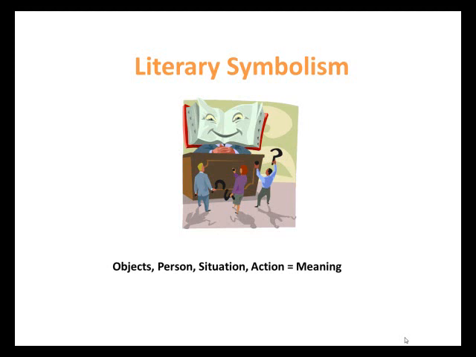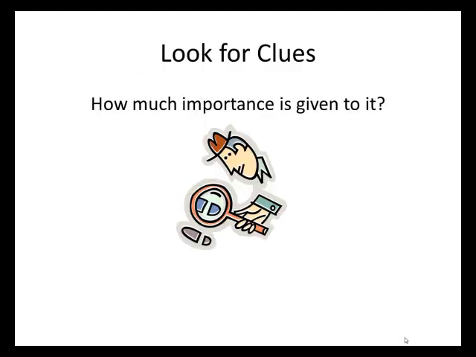Here are some tips to follow when trying to figure out if something is a symbol or not. Look for clues. This is often done by repetition or emphasis. How often is an item mentioned? Do you read about it just once, or do you see it in there, for example, 6 times? Is a possible symbol given some sort of importance?